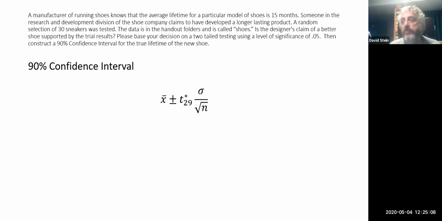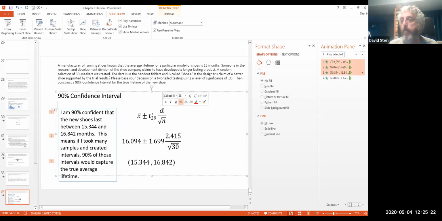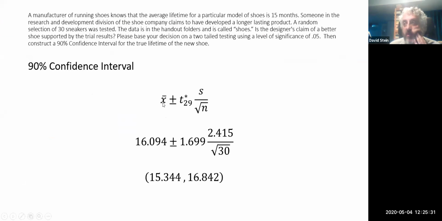90% confidence interval. So I did it again here. This should be S. This should be S. Here's my formula. Okay, S over root n. I got a t star of 1.699 when I looked on the chart. Okay, and that got me 15.344 to 16.842. And then here's my conclusion.